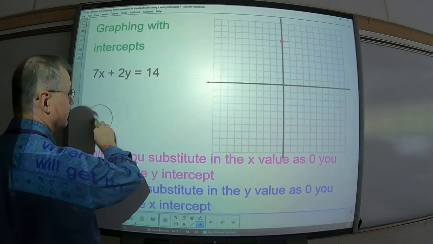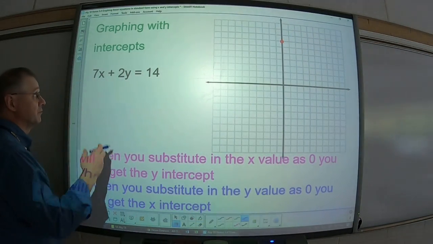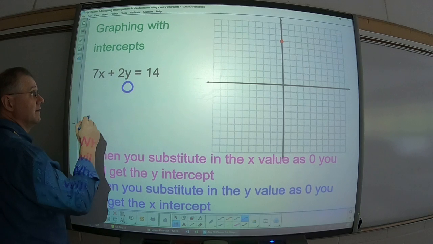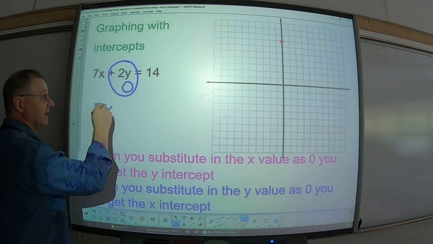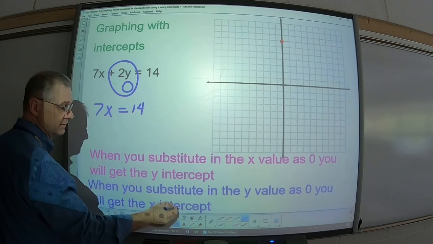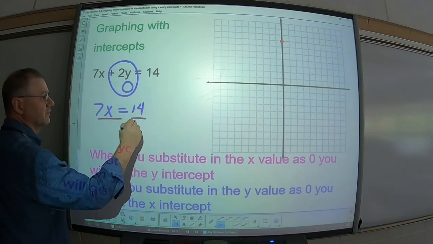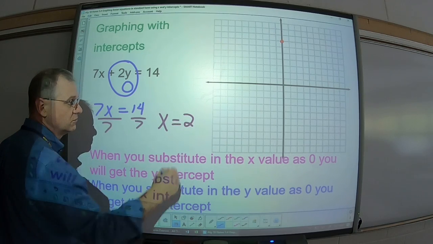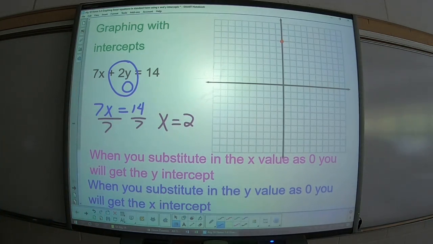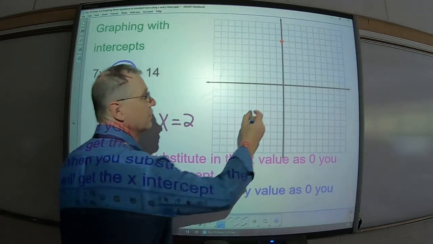The next thing we can do is we can plug in 0 for y. Well, 2 times 0 is 0, so that whole thing is 0. So I get 7x equals 14. And when I solve by dividing by 7, x is 2. So the x-intercept is at 2, positive 2.